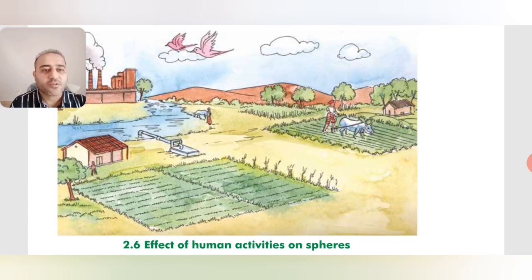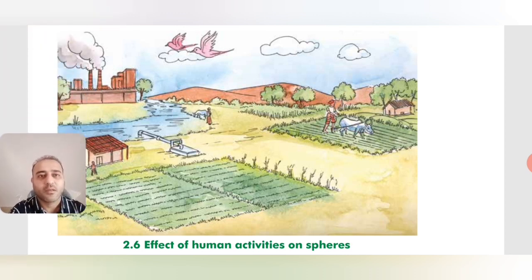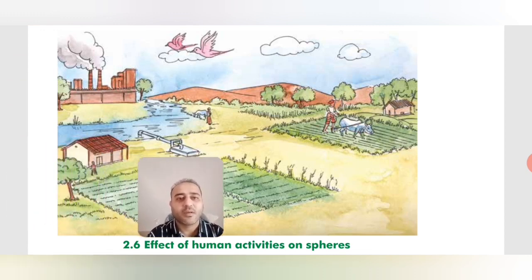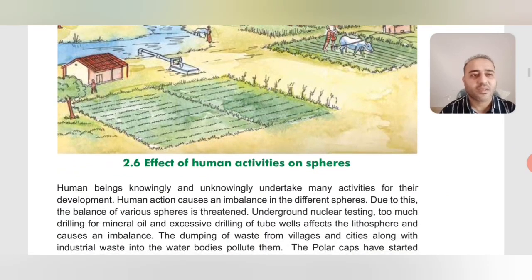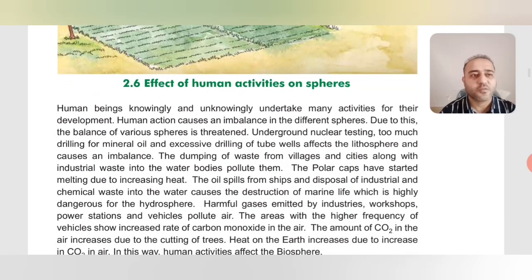Now, effects of human activities on spheres. As we all know, human beings, due to their aggressiveness to become more and more independent, to earn more and more money, have developed factories, have developed roads, and are spoiling or polluting the environment. So here you can see the factories. Then there are some birds, a house, a water pump, and fields. So these are the different activities carried on by human beings on the spheres of the earth.